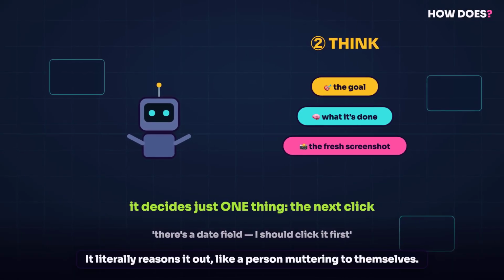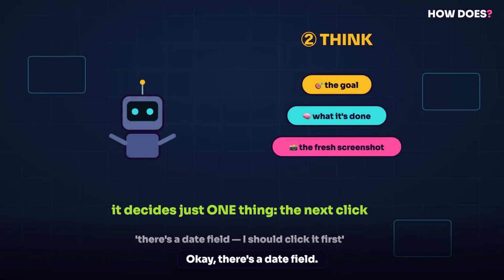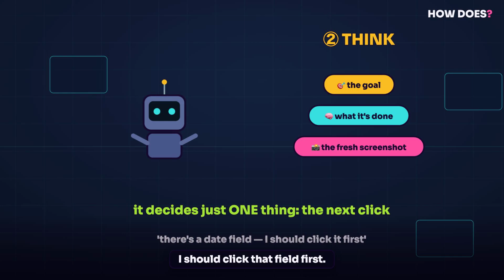It literally reasons it out, like a person muttering to themselves. Okay, there's a date field. I need next Friday. I should click that field first.